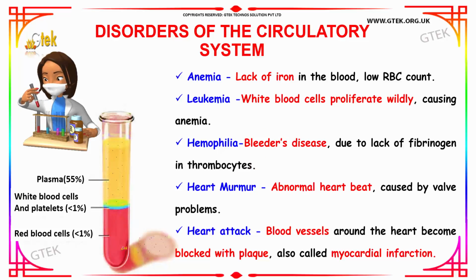In a normal human's blood composition, he should have plasma as 55%. The red blood cells must be less than 1%, and the white blood cells and the platelets must be less than 1%. So this gives the composition of the blood for a human.